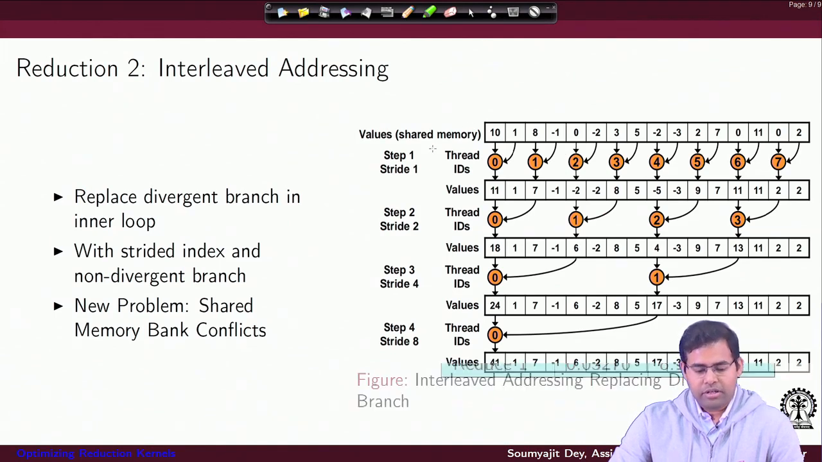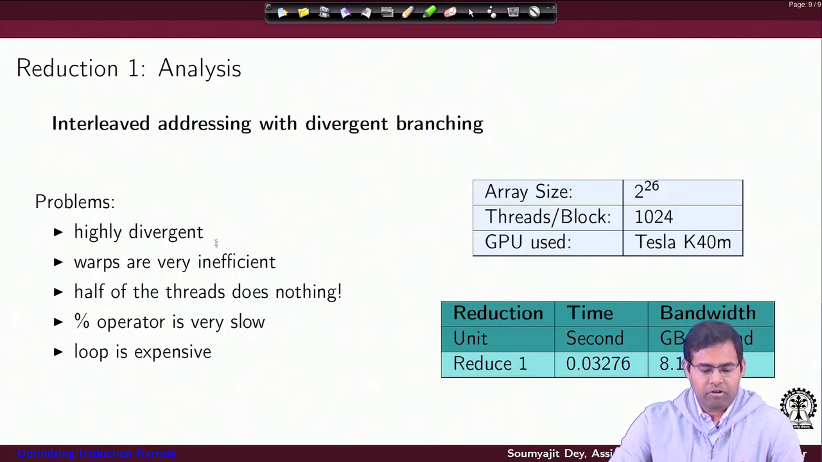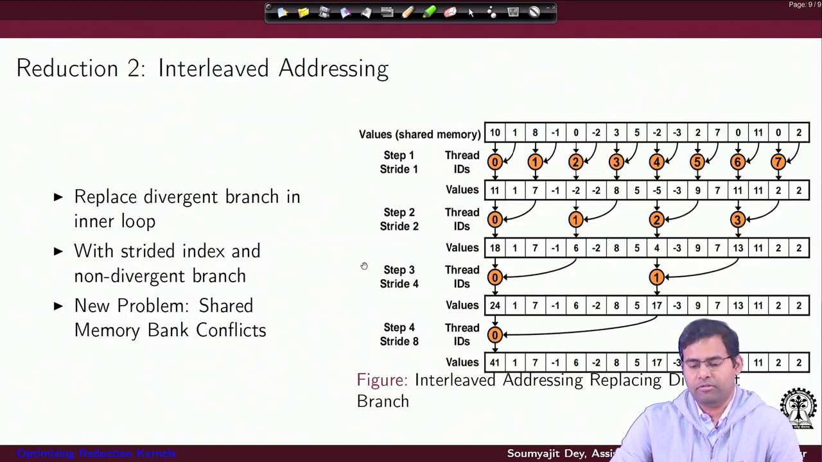So, as we understand, there are a significant number of problems in this reduction code. First of all, it is highly divergent and warps are inefficient. The % operation also is very slow, and we would like to replace it. So, what can be the next possibility? The next possibility is that you do interleaved addressing.